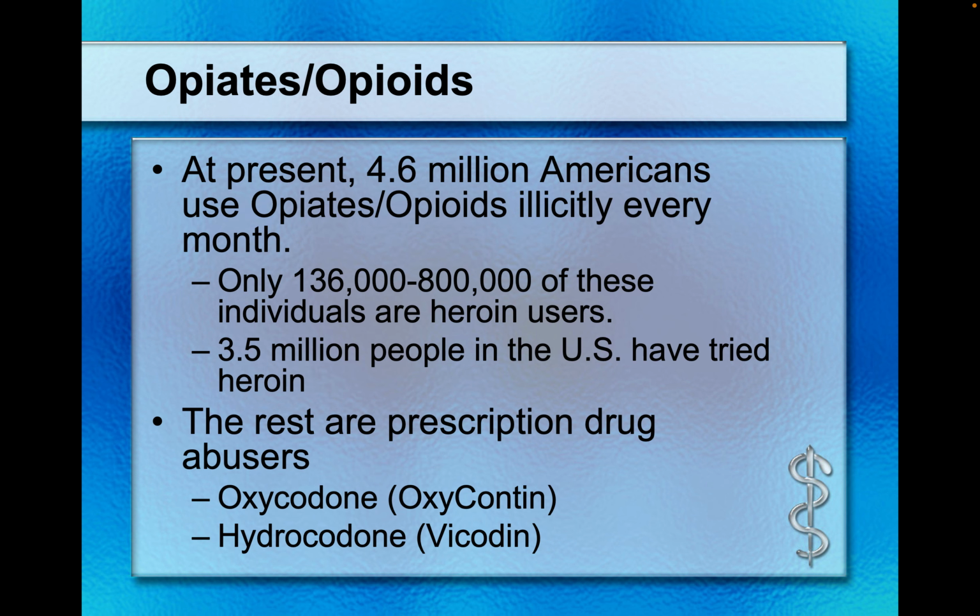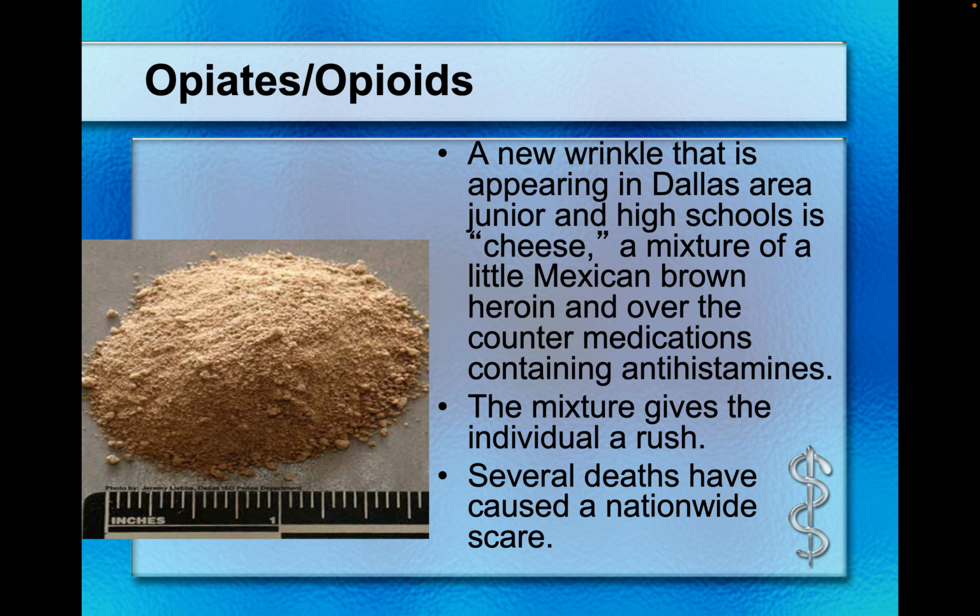At present, 4.6 million Americans use opioids illicitly every month. Only 136,000 to 800,000 of these individuals are heroin users. 3.5 million people in the United States have tried heroin. The rest are prescription drug abusers. Oxycodone, also known as OxyContin, and hydrocodone, also known as Vicodin. You can add to that fentanyl, of course.